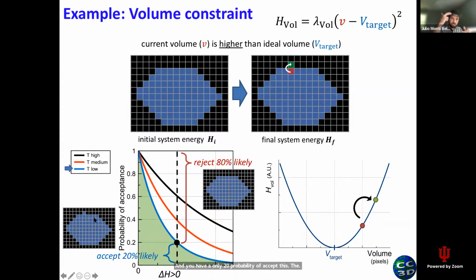Conversely, if you make your temperature higher, then this becomes flatter. And so what happens is that for the same change in energy, you're now more likely to accept. You have an acceptance probability of 6%, and you only have a rejection probability of 4%. So the cell is more likely to deviate from its target properties and to grow in this case.